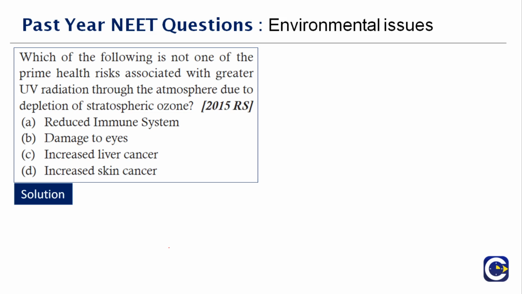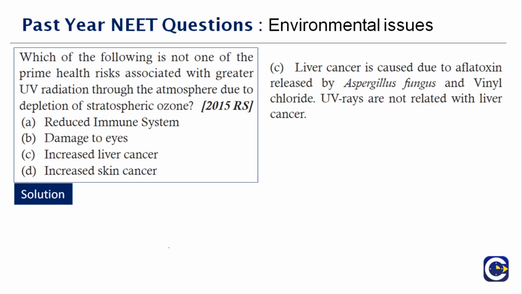They're asking us the prime health risk associated with greater UV radiation through the atmosphere due to the depletion of stratospheric ozone. Now here, liver cancer is caused due to the aflatoxin released by Aspergillus fungus and vinyl chloride. So UV rays are not related with liver cancer. They are associated with skin cancer, damage to the eyes, reduced immune system, all that is okay. But liver cancer is associated with chemicals called aflatoxin, which is released by Aspergillus fungus, and vinyl chloride. Therefore, the answer to this question is option C, increased liver cancer.